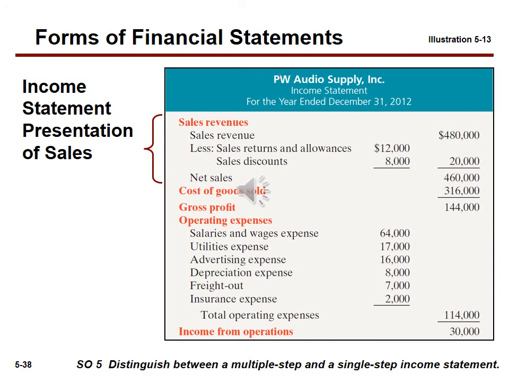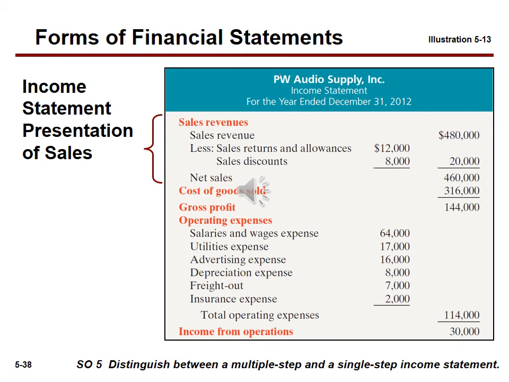Here is an example of a multiple step income statement, and this is how it's typically presented. As you can see, this is for PW Audio Supply Incorporation, the company that we were talking about in our previous example. It begins, of course, with the sales revenue, but as you can see, we have some details within the sales revenue because we also need to include the revenue contra accounts that we discussed earlier. So the sales returns and allowances and the sales discounts, we need to account for those.